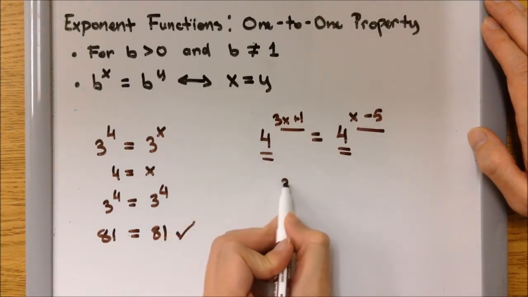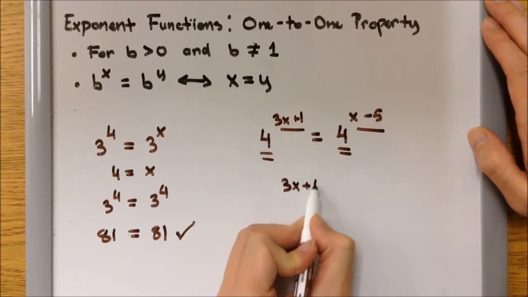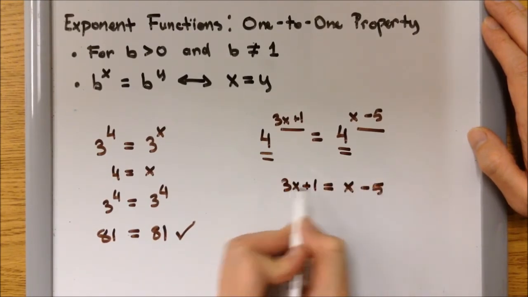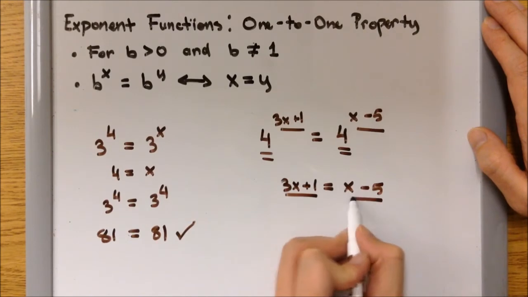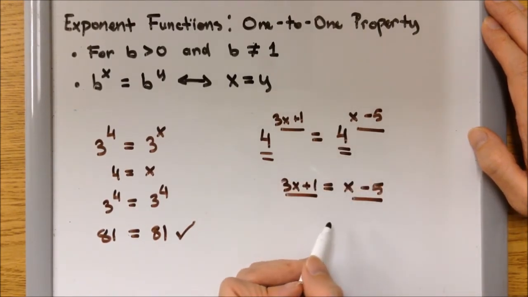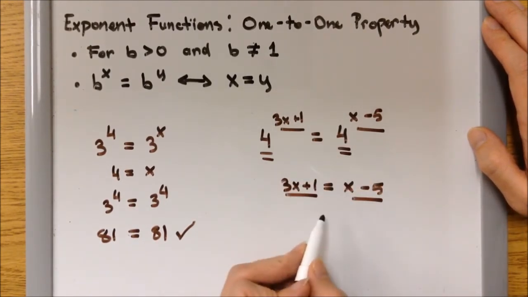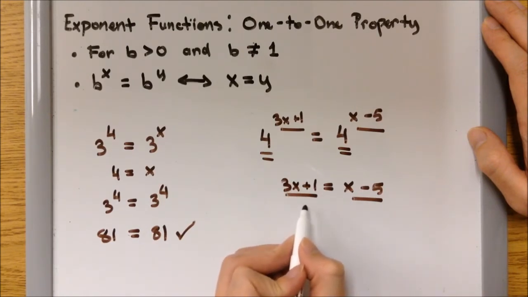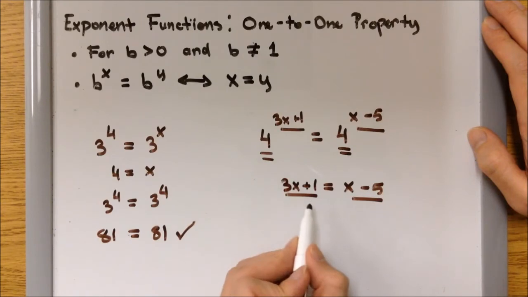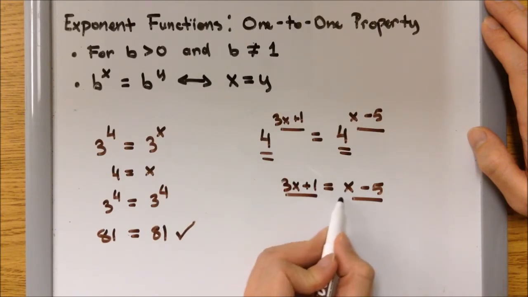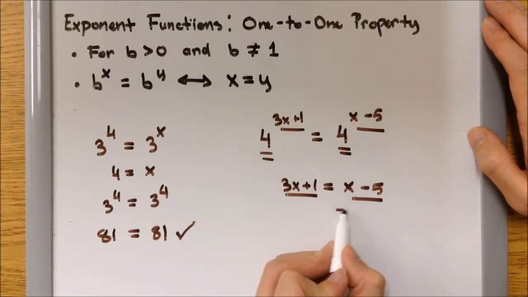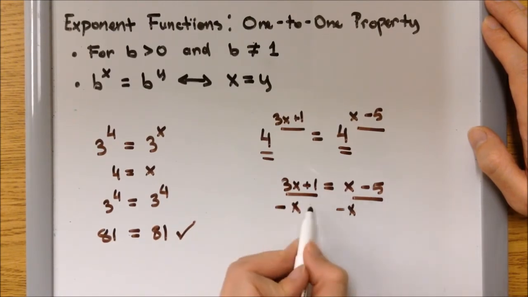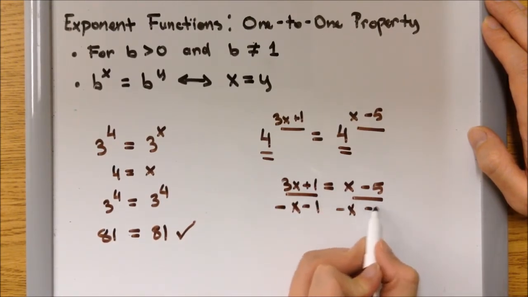So the exponent on the left side equals the exponent on the right side. Again, these right here are the exponents from the original example. And then we can just solve using the methods we did in Algebra 1, Geometry, and Algebra 2. Solve an equation. So say I want variables on the left side, I'm going to subtract x, and I want numbers on the right side, so I'm going to subtract 1.